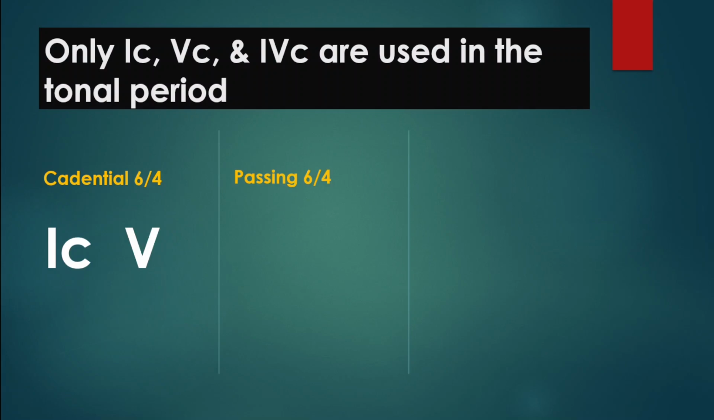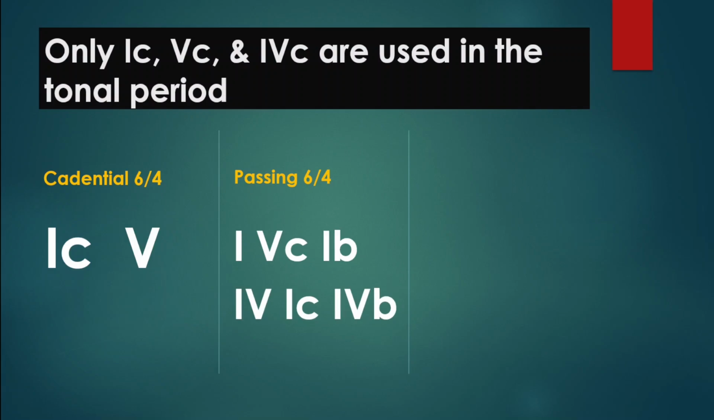Passing 6/4 refers to 1 5C 1B. That is, the 5C acts as a passing chord between 1 and 1B. Or 1C acts as a passing 6/4 between 4 and 4B.